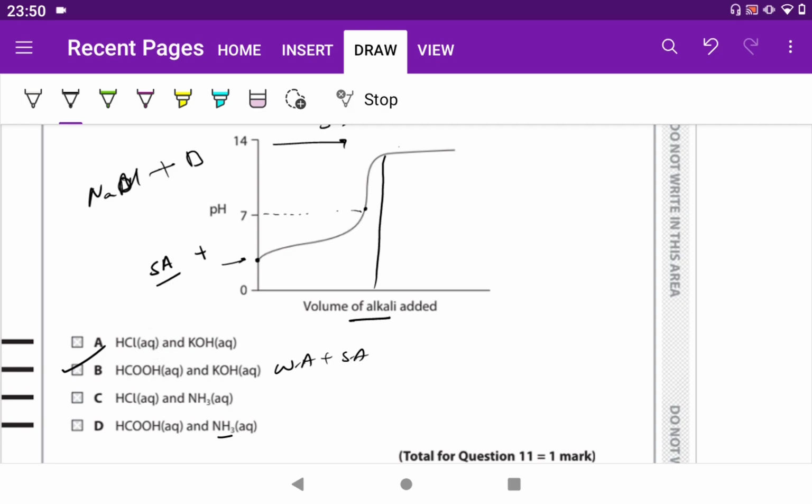So a strong base means KOH. Ammonia is not a strong base, so we can cross these two because they are wrong. So A and B can be correct. From here, this is a strong and this is a weak acid, but we have seen that the base is strong, so the acid can be weak. So from here we can choose option B, not A.